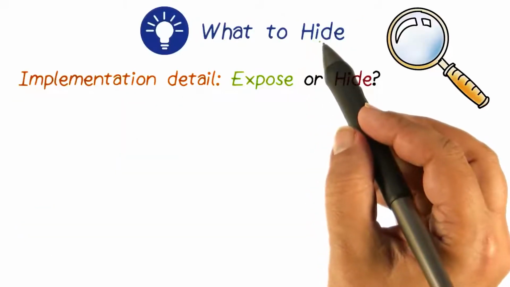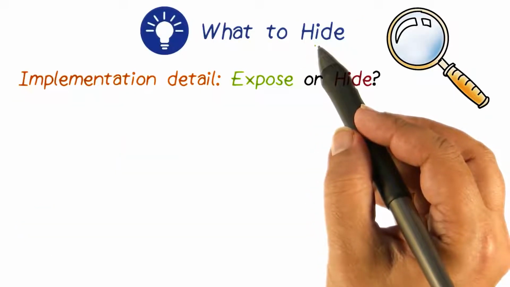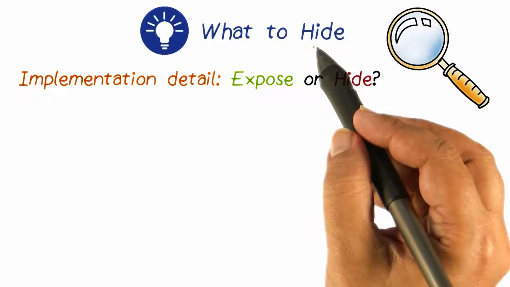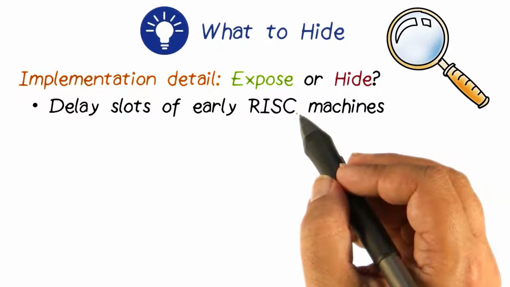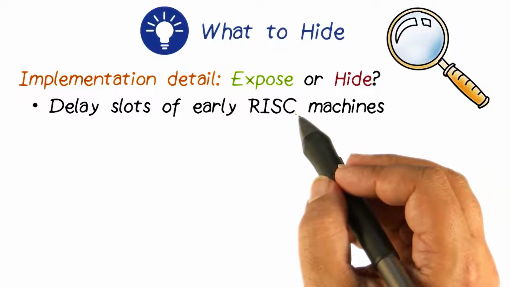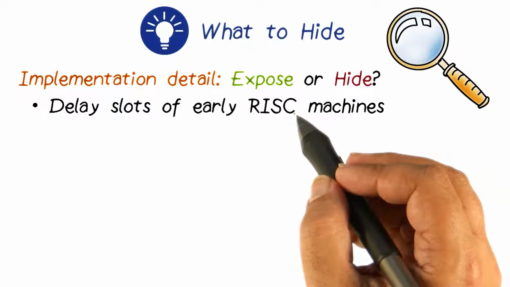So as we have been talking about, the ISA serves as an interface to the software, and naturally the question to ask is what to expose and what to hide. So taking the example of RISC processors, for example, in earlier versions of RISC machines, they exposed the delay slots. So why did they expose the delay slots?